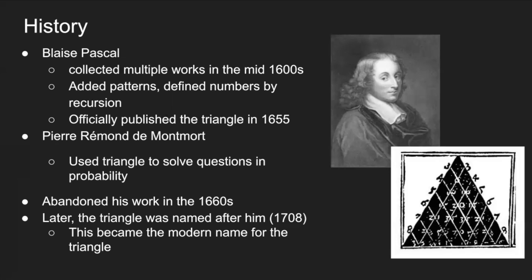He was still doing a lot of the finishing touches of all the work that him and Pascal had started. And so by 1708, Pierre did end up naming the triangle after Pascal and all that he did. And this became the modern name for the triangle that is known in a lot of the West.